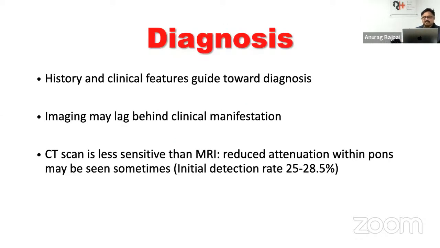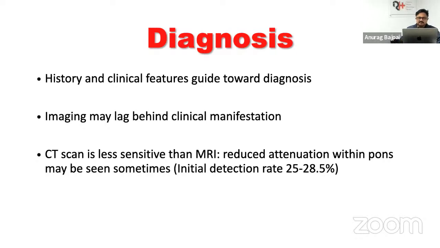So the history and clinical features guide towards the diagnosis. We can diagnose by clinical features, but there are always limitations in neuroimaging. One is that the lesion findings will appear very late in imaging, and second, in CT scan we don't get much finding. We have to depend upon MRI. The clinical features predict the course and prognosis, and there also the neuroimaging lags behind. So the clinical manifestation is always important, and then you go for neuroimaging to confirm it.